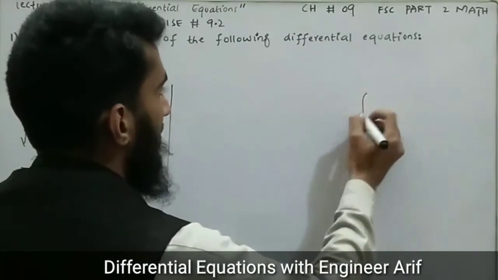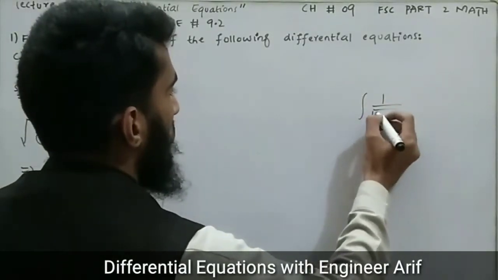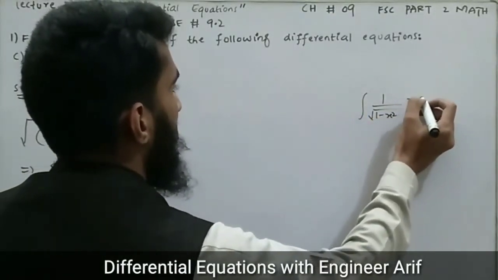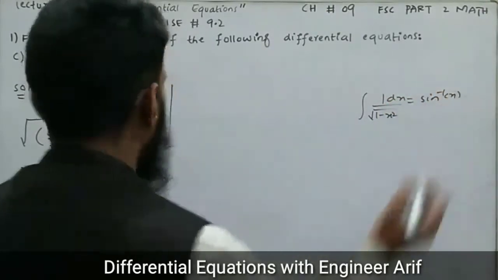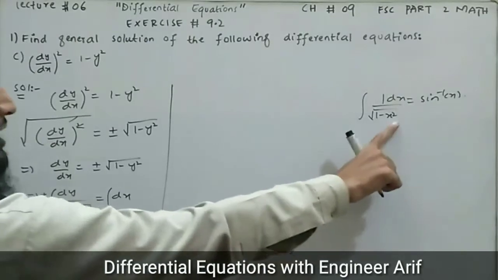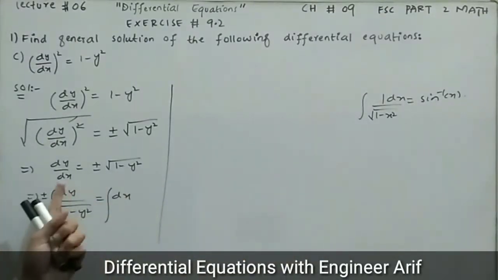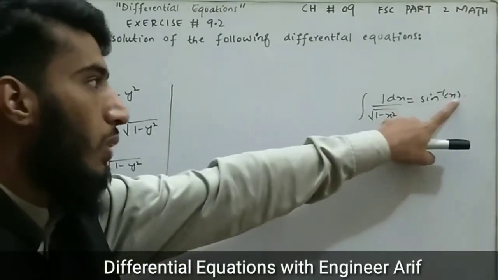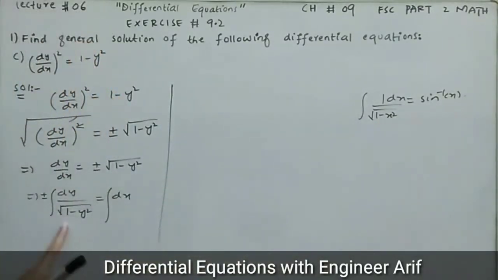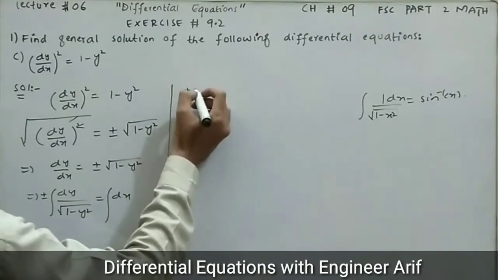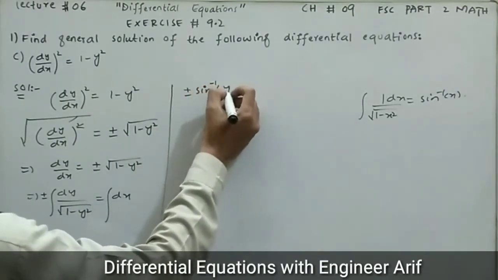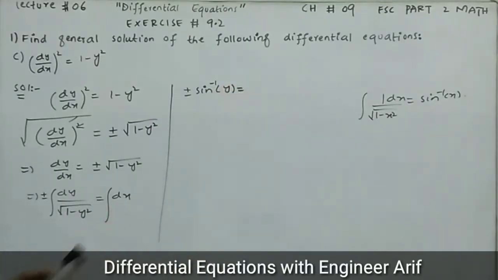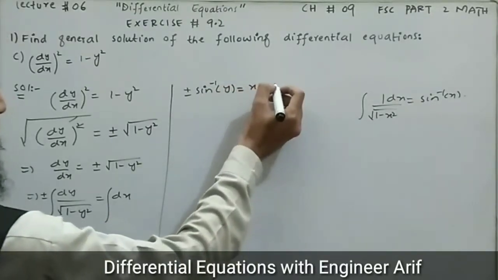Remember that the integral of 1 over under root of 1 minus x square is always equal to sine inverse x. So over here the variable y is used instead of x. It means the required answer of the integral of 1 over square root of 1 minus y square will be sine inverse y. Just replace x with y. So the answer will be plus minus sine inverse of y is equal to the integral of dx, which is just x, and plus constant of integration.